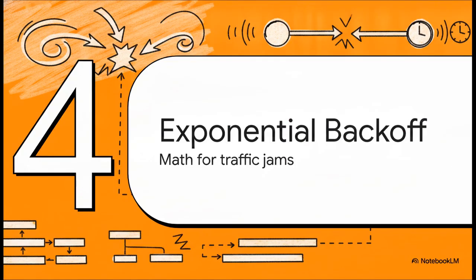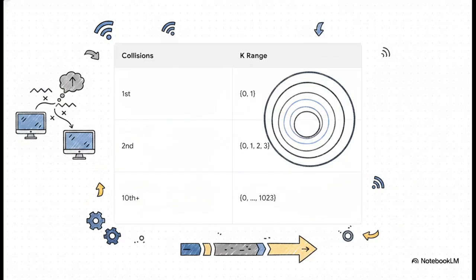Moving on to Section 4. The binary exponential backoff algorithm, the mathematical solution to traffic jams. Okay, so you've just aborted a collision. Who gets to speak next? If both hosts just immediately retry, well, they're just going to crash into each other again, right? We need a mathematical tiebreaker, and that is the binary exponential backoff algorithm.